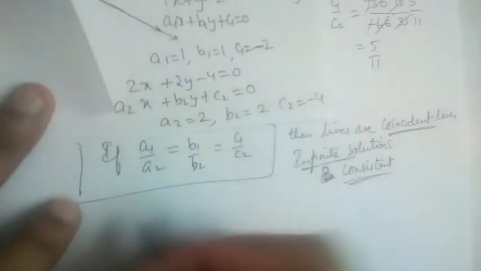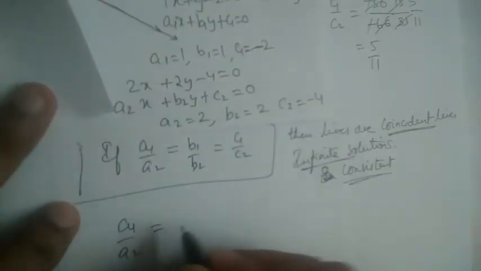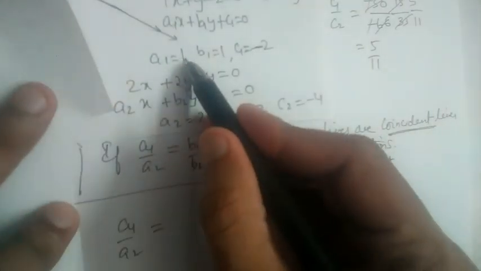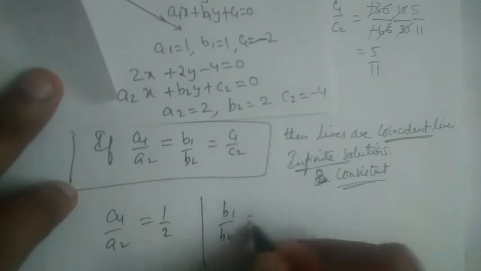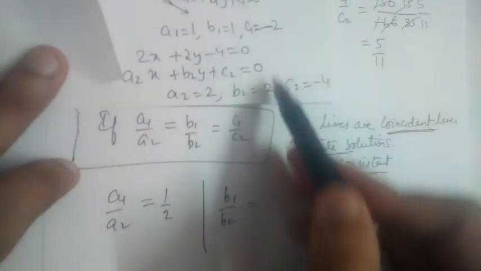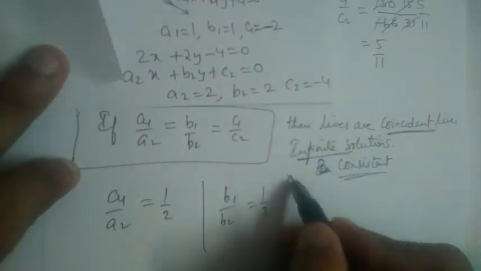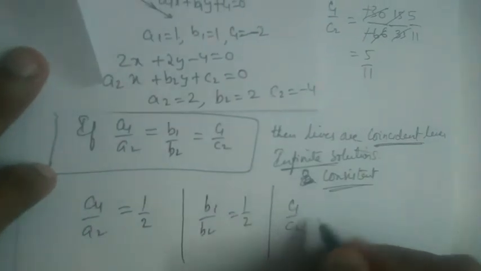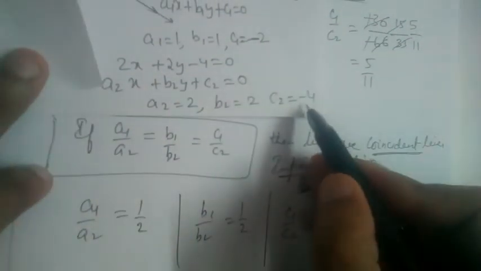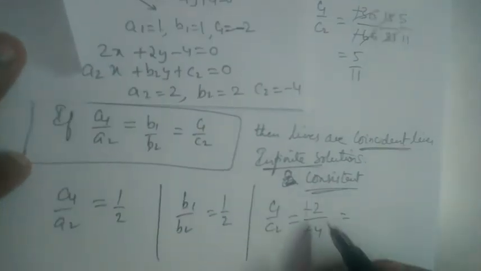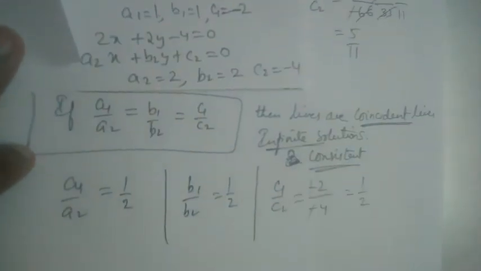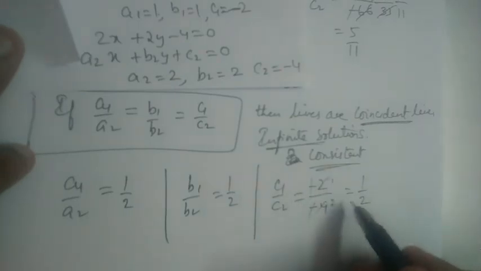Okay, let us divide this now. Let us divide a1 by a2. a1 is 1, a2 is 2. So this is 1 by 2, right? What is b1 by b2? b1 is 1, b2 is 2. So this is also 1 by 2. What is c1 by c2? Minus 2 divided by minus 4. Minus minus cancel. 2 by 4 is equal to how much? 1 by 2, if we cancel using the 2 table, right?